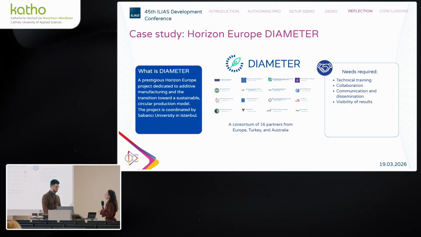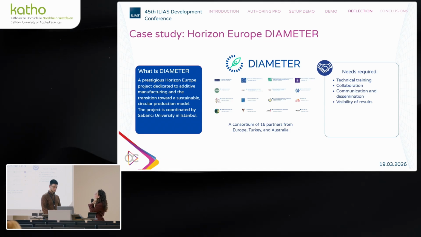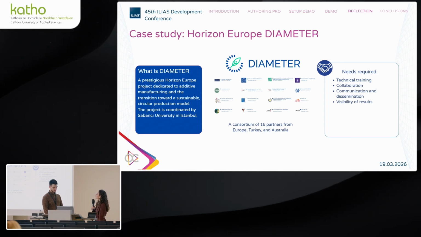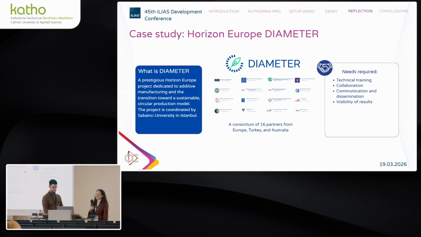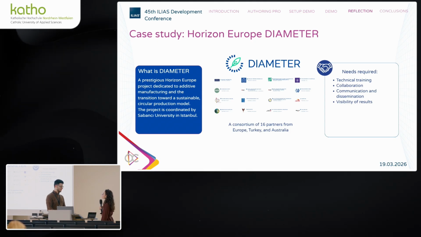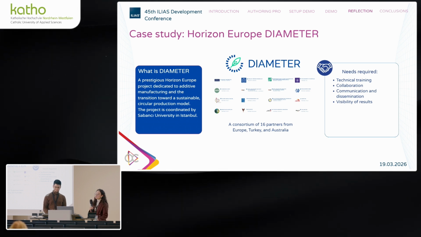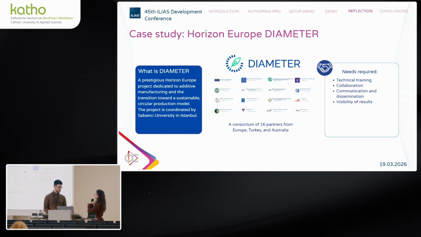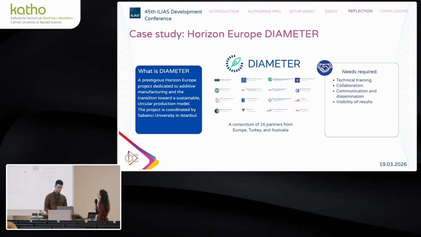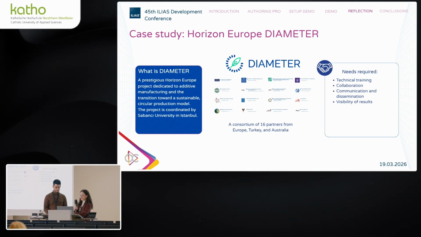This is not only theoretical, because at OC Group we can talk about a case study, the Horizon Europe project Diameter. It's a project dedicated to additive manufacturing and the transition toward a sustainable circular production model. The project is coordinated by Sabancı University in Istanbul, and it's a consortium of 16 partners from Europe, Turkey, and Australia. And the needs required were technical training, collaboration, communication and dissemination, and visibility of results.